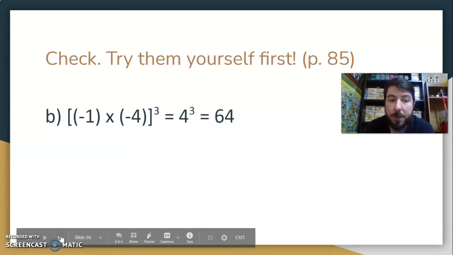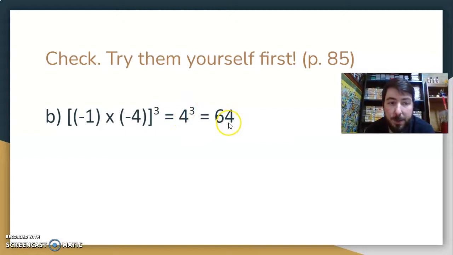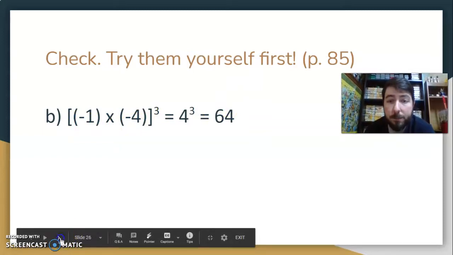And negative 1 times negative 4 to the power of 3. Negative 1 times negative 4 equals 4. So it's just 4 to the power of 3, which equals 64. And again, if you just punch this directly into your calculator, you should get the exact answer.